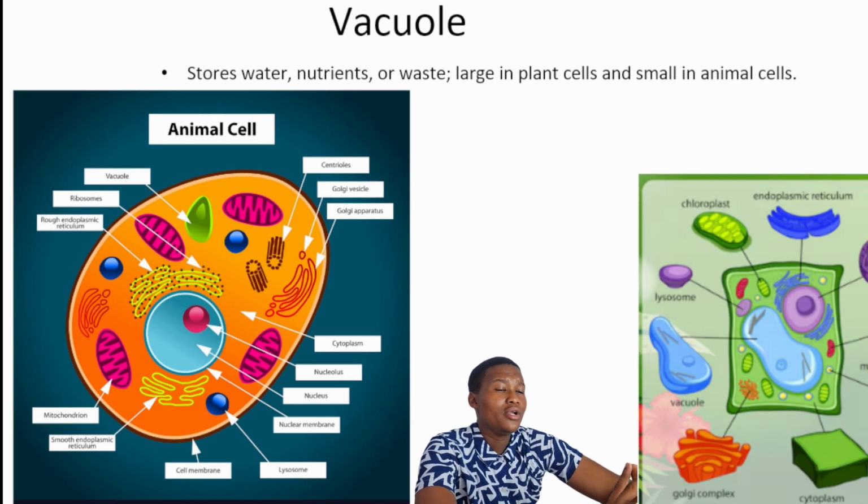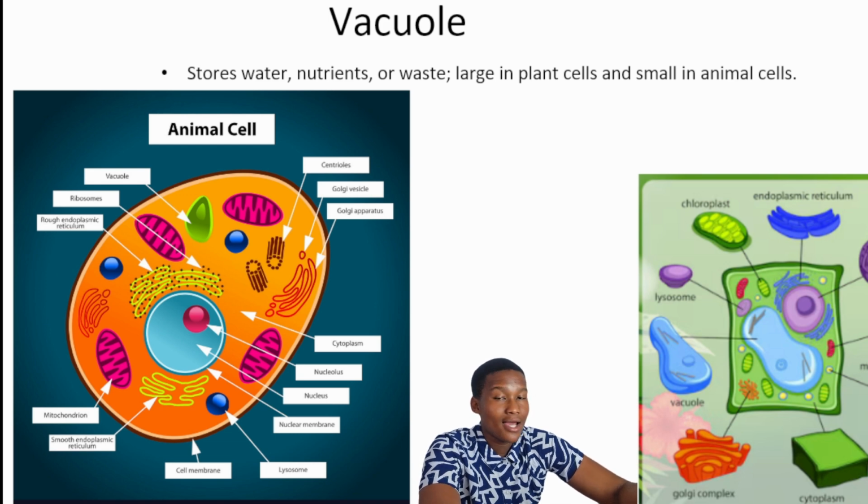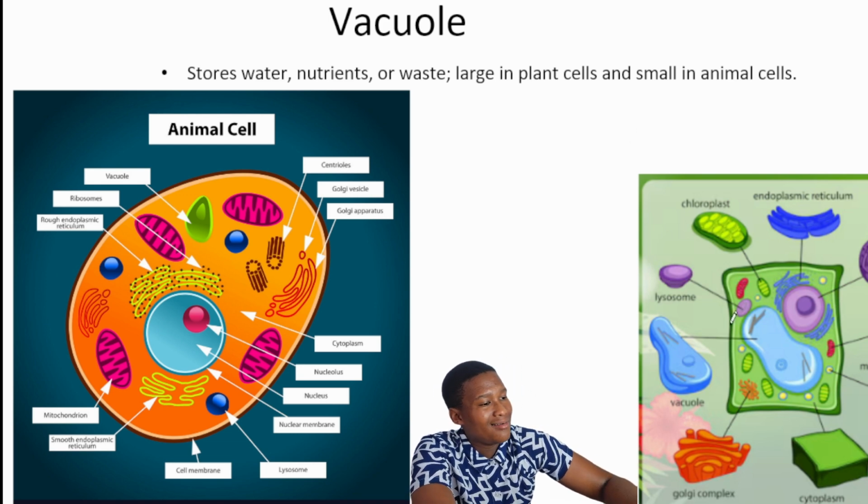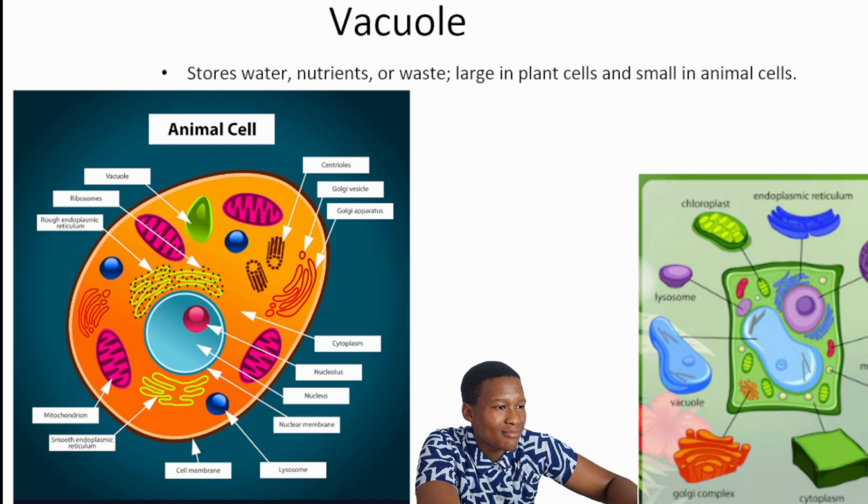Now the vacuole stores water, nutrients or waste, large in plant cells and small in animal cells. So in plant cells it's large, small here, and it's large here. It takes most of the space here, and is just small in the animal cell.